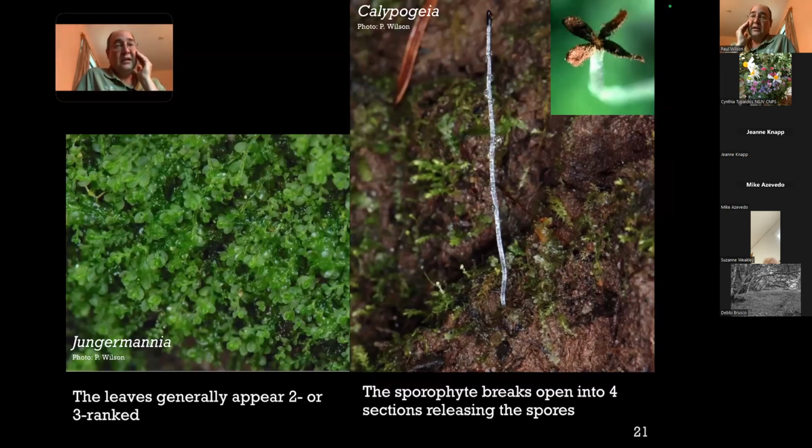And then there's leafy liverworts. Leafy liverworts is where most of the species are worldwide. And generally the leaves appear to be 2-ranked or 3-ranked. And generally the sporophyte breaks open into 4 longitudinal sections to release the spores. So worldwide, there's lots of leafy liverworts. In California, we have leafy liverworts, but most of them are along the humid coast or at the tops of the mountains, like the Sky Peninsula of the Sierra Nevada.